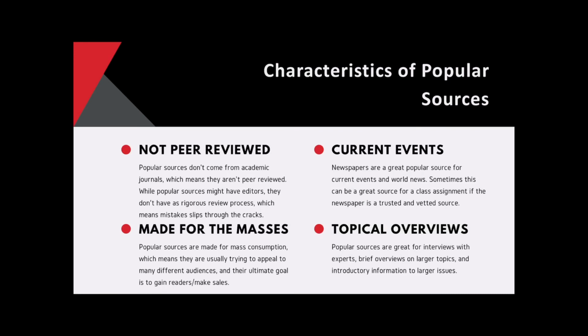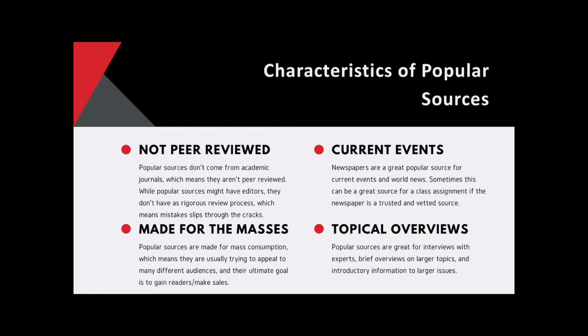Here we have the characteristics of popular sources. As we know, they are not peer-reviewed and don't come from academic journals. Popular sources are made for the masses. This means that they're made for mass consumption. They're written in a broad way to appeal to as many readers as possible and often are published in magazines and newspapers where the goal is to gain readers or make sales.